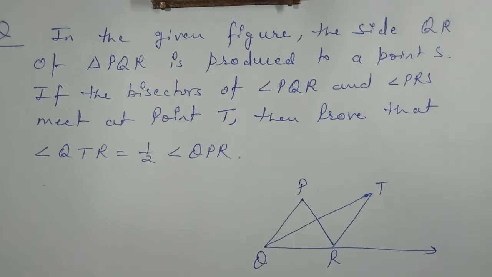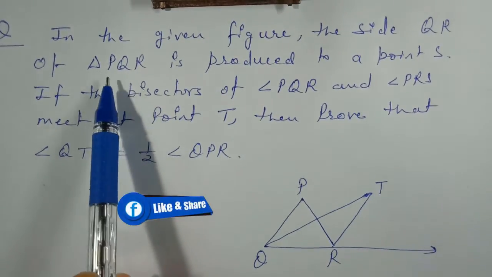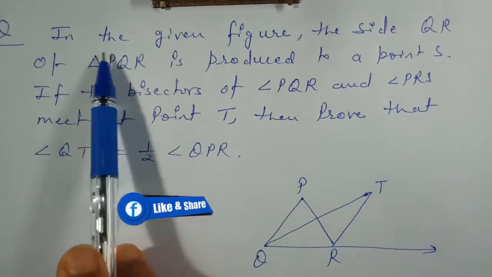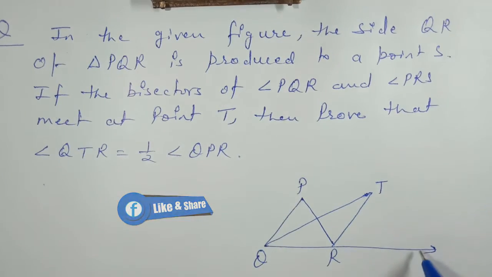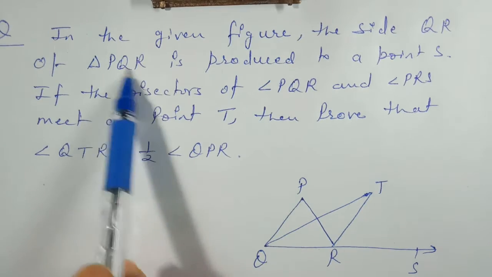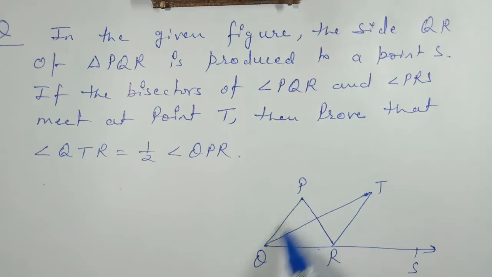Yes, student, today we're going to solve a word problem based on geometry. The problem says, in the given figure, the side QR of triangle PQR is produced to point S. This is the triangle, its side is produced to point S.